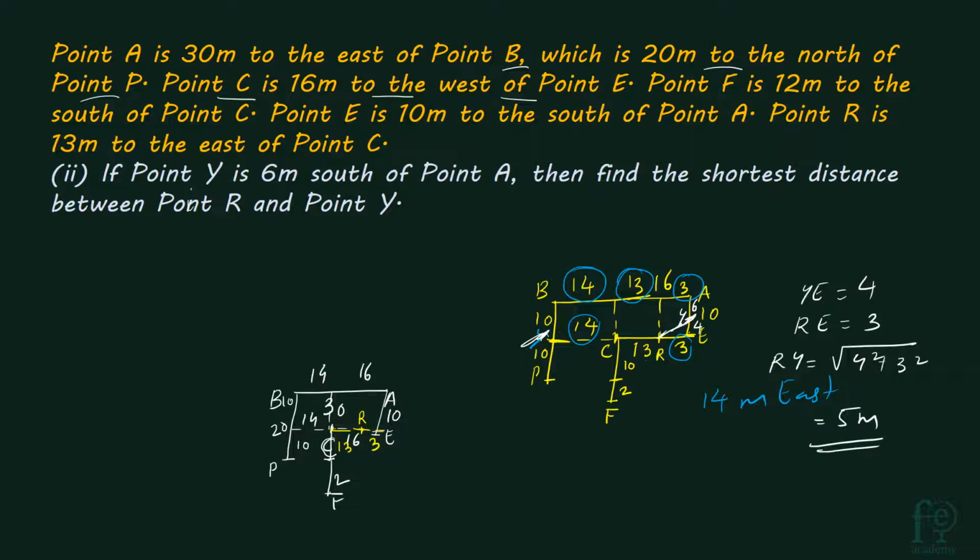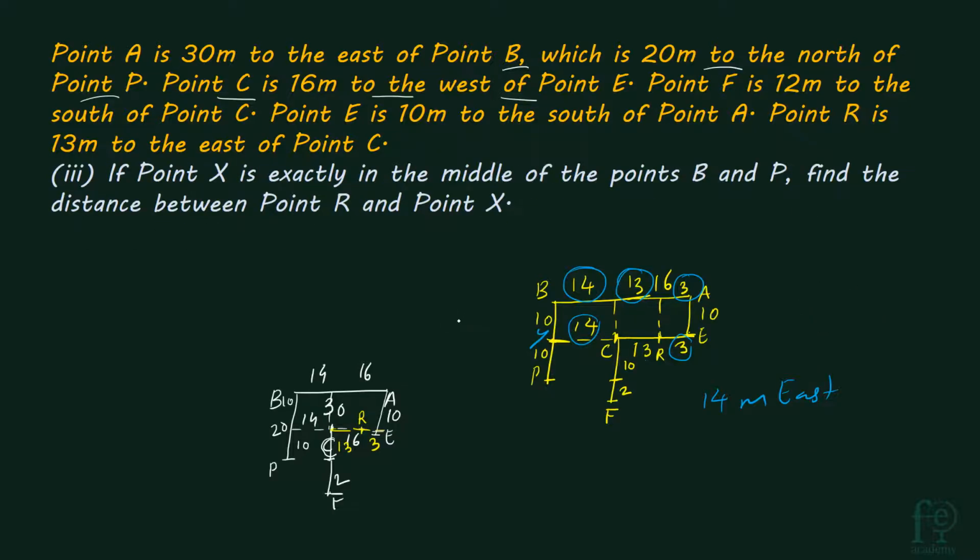It became very easy because I had already denoted RE is equal to 3 meters. Otherwise, if I had not written 3 meters here, I would have to read the question again and write it here. So it is very important that you mark the distances. Now the last question of this main question.